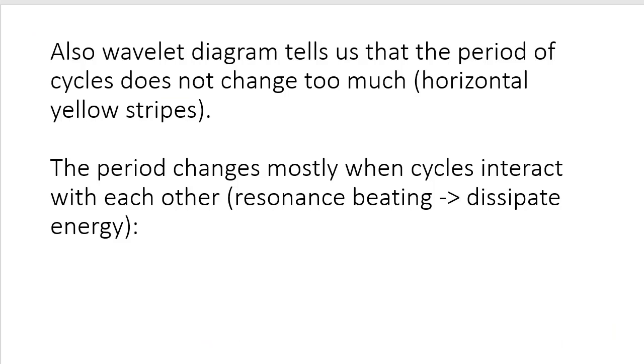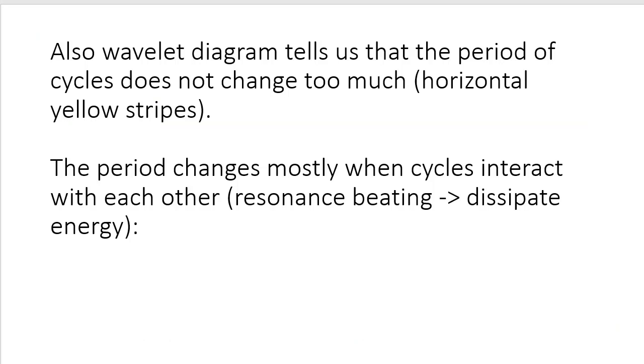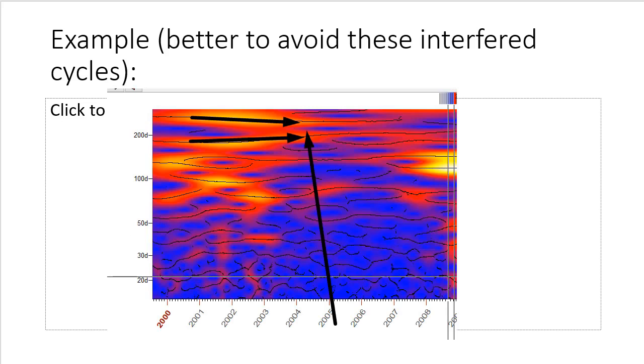Next thing I want to mention, the wavelet chart tells that the periods of cycles do not change too much. Most lines are horizontal ones. Moreover, if the period of a cycle changes, actually it's not a good sign. It means that this cycle interacts with other cycles and somehow dissipates its energy. Like in this example, you see these two cycles getting close to each other. Finally, they interfere, and they both disappear.